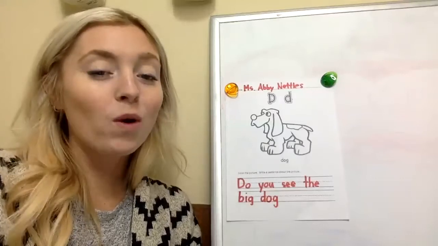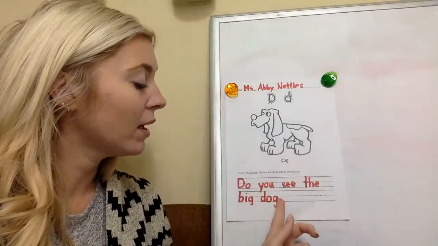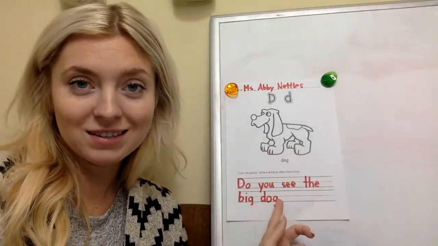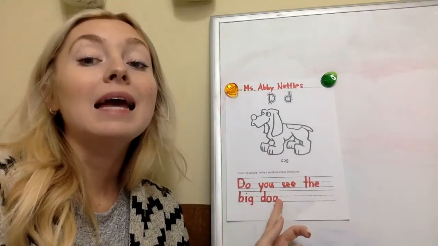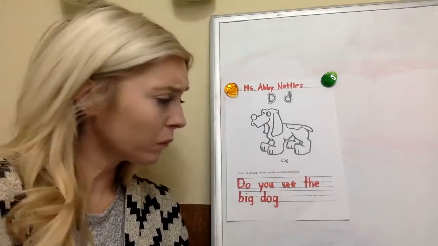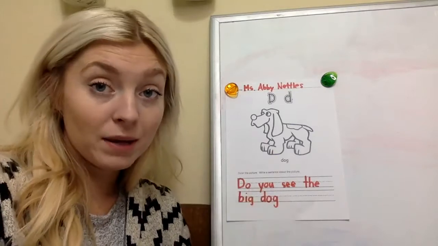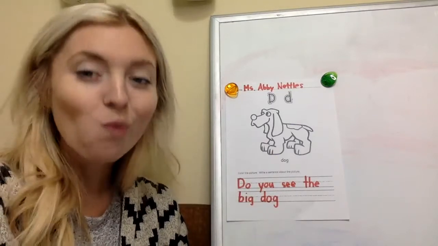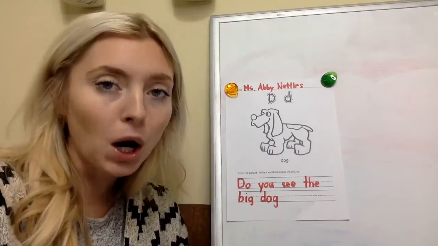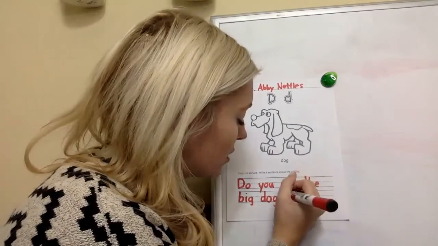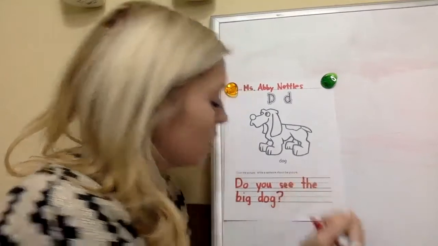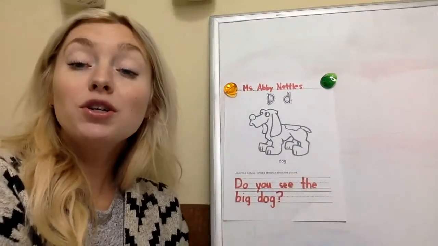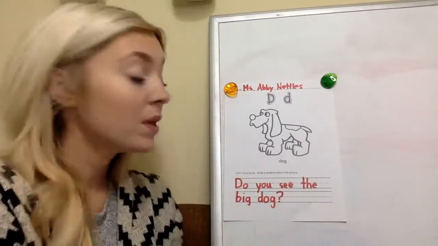Now, is this sentence finished? Not at all. What are we missing at the very end of this sentence? The end mark. It's not going to be a period because I'm asking you a question, but it's going to be a question mark. So we're going to go ahead and put our nice, pretty question mark. Do you see the big dog?